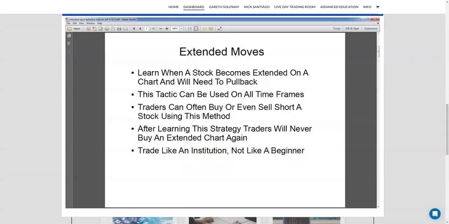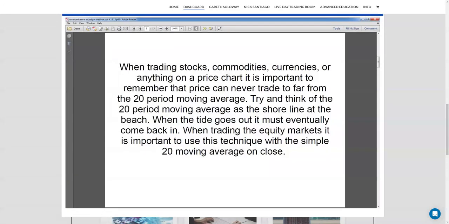All right, so let's go right into the charts. Let's show you how it works. So here we have, well, let me do a little reading here. When trading stocks, commodities, currencies, or anything on a price chart, it's important to remember that price can never trade too far from the 20 simple moving average on close. Try and think of the 20 moving average as the shoreline at the beach. When the tide goes out, it must eventually come back in. When trading the equity market, it's important to use this technique with the simple 20 moving average on close. Does everybody understand that so far? Okay.